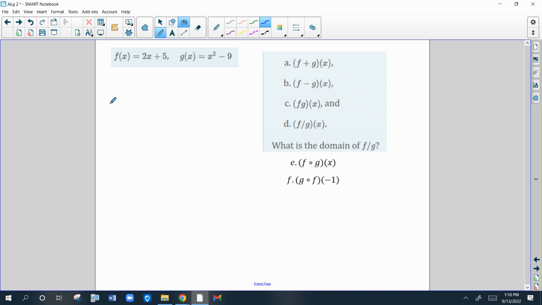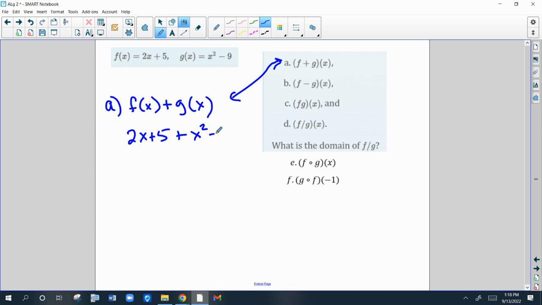So A is just f plus g of x. So that's how you could write it. And then you just add them. 2x plus 5 plus x squared minus 9. I'm going to combine like terms and just put them in the proper order. X squared first, 2x second, and 5 minus 9 is negative 4. Easy.